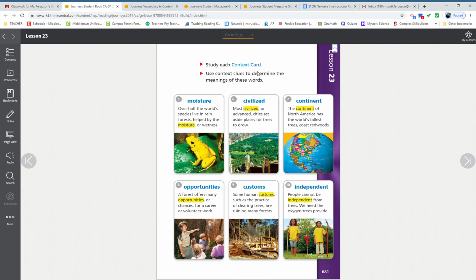I hope to also put our vocabulary cards on a separate slide so you can click on them and get the definitions there as well. So again, I would like you to write the definition and write 5 sentences using each word.